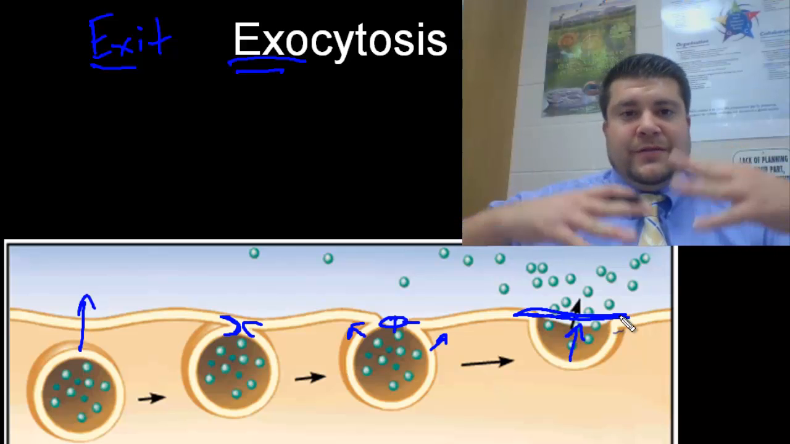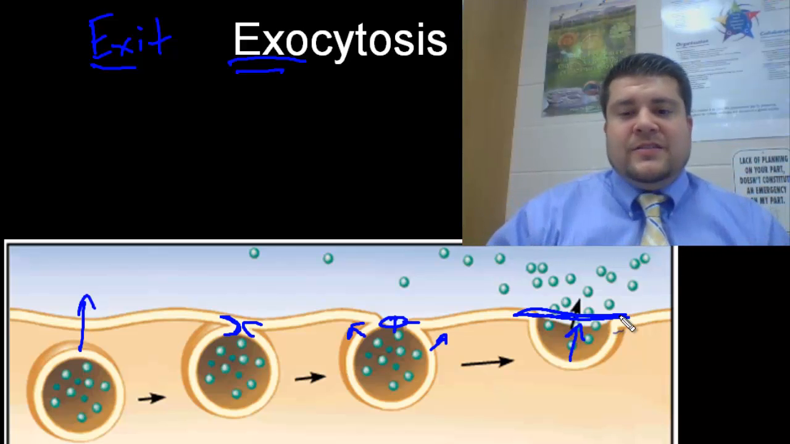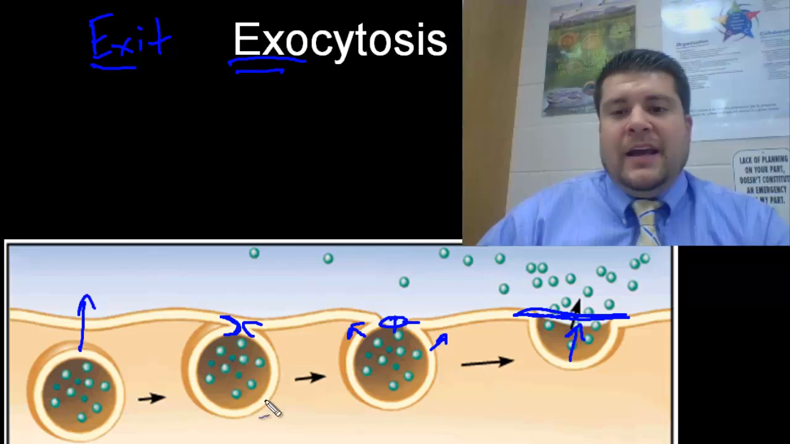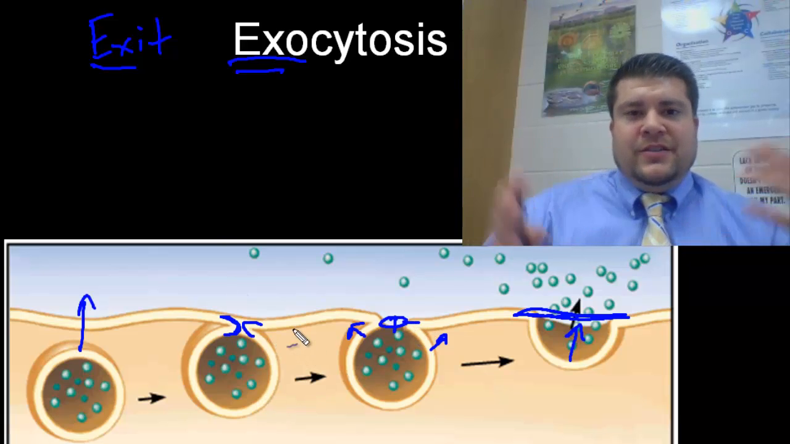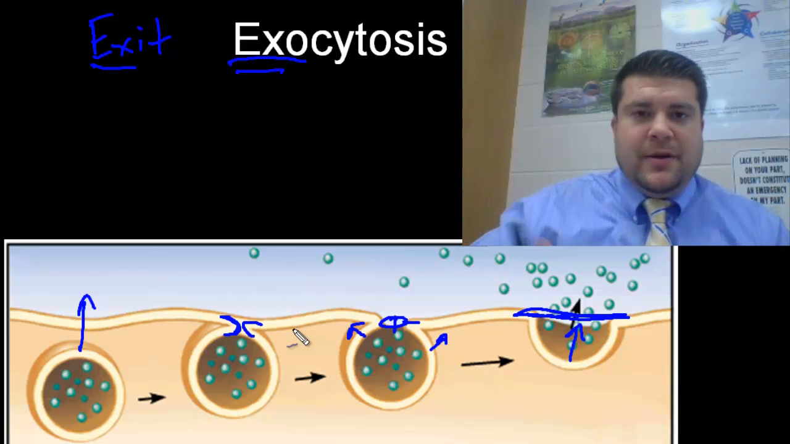Because remember, it's a fluid mosaic model. And so it won't even be a vesicle anymore. It'll just become part of the cell. I always thought that was kind of cool because it just bubbles in and bubbles out.